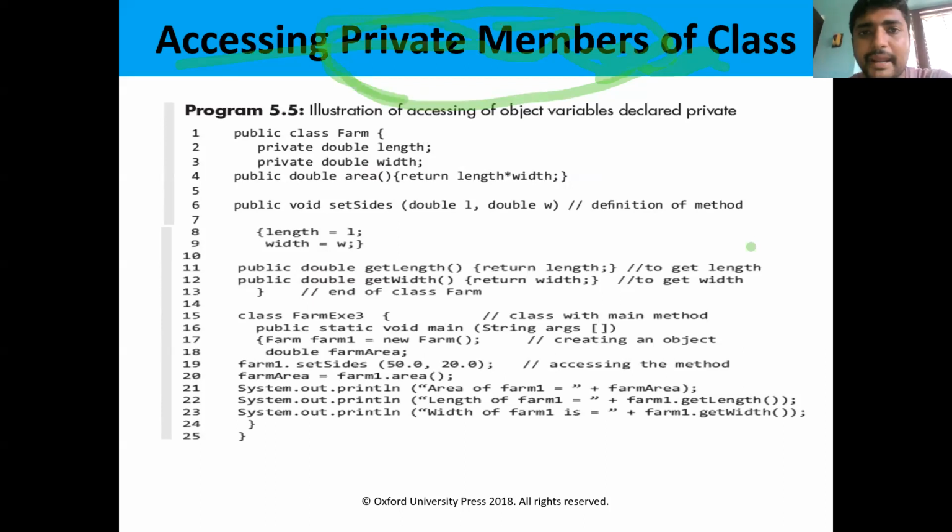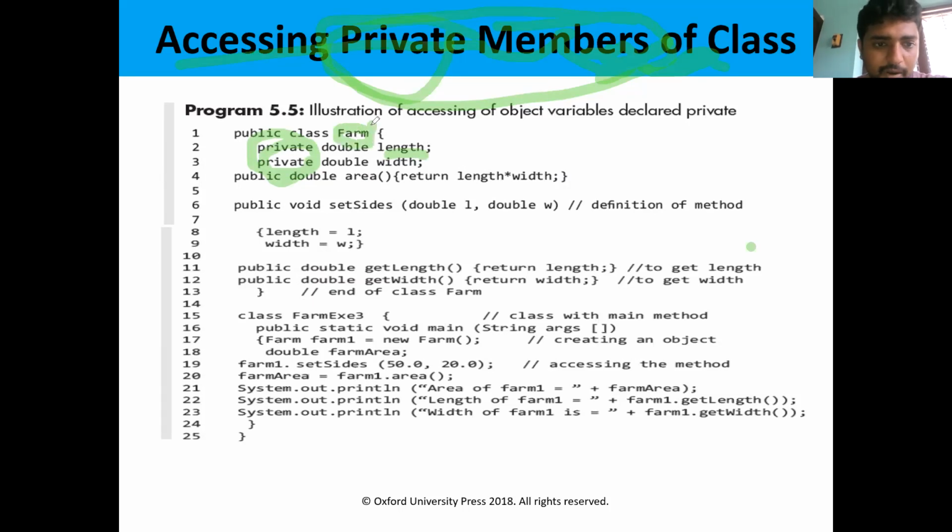So how can you access the private members? Public and protected members can be accessed within the package, and outside the classes also. So if you declare the variables as private, how can we access them? Let us check this one. I am declaring the variables length and width as private.